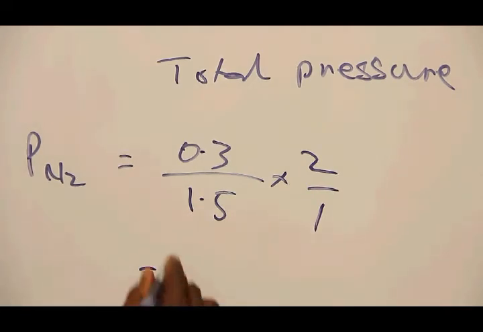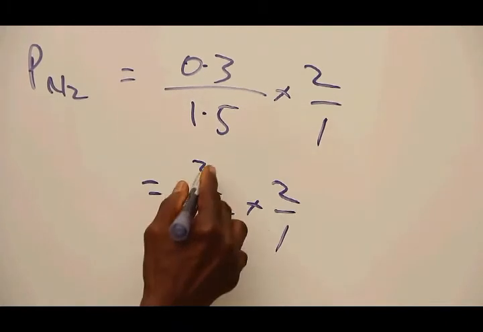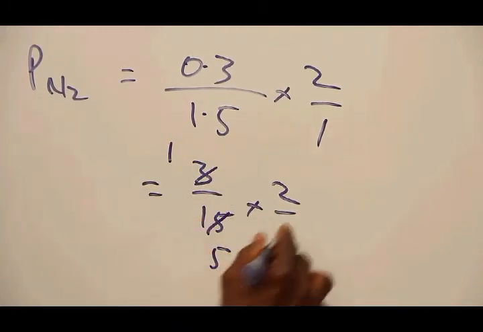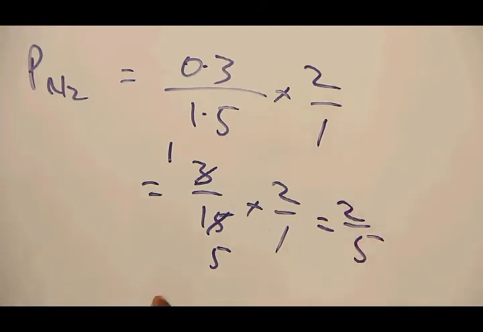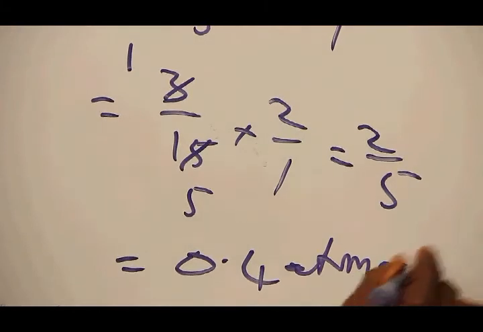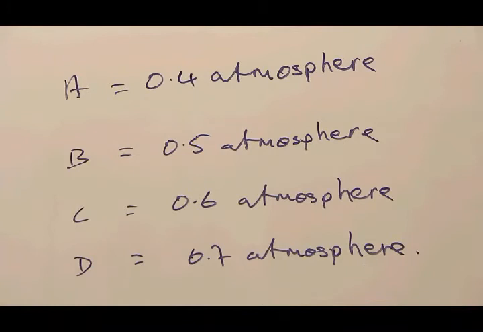So when we evaluate this, 3/15 multiplied by 2 over 1. 3 divided by 3 is 1, 3 divided by 15 is 5. That is 2 over 5, which is 0.4 atmosphere. Now from the explanation, the correct solution is 0.4 atmosphere, and consequently the correct option is A.